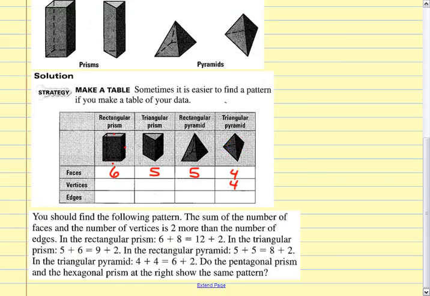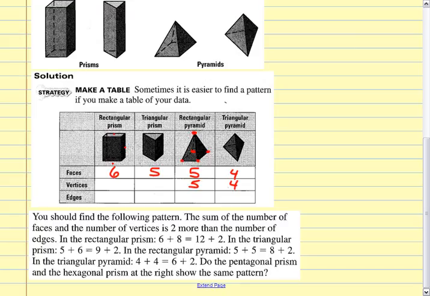Now, let's look at the rectangular pyramid. Let's see. Connor, how many points on the rectangular pyramid? Well, let's count them on the bottom. How many? 1, 2, 3, 4. And then what up here? 5? Is that right? Good. I'm sorry. I'm answering for you. So I'll stop that. I'll step back.